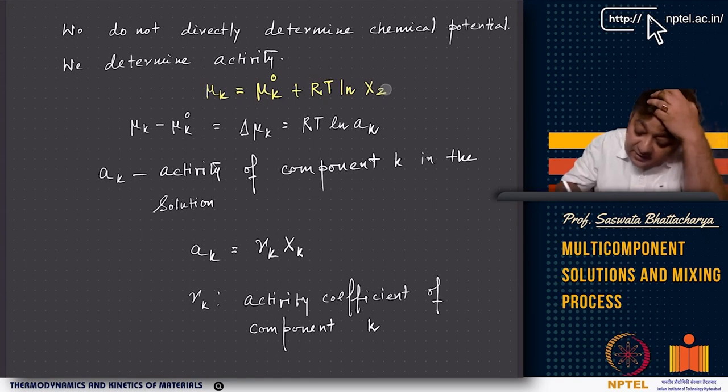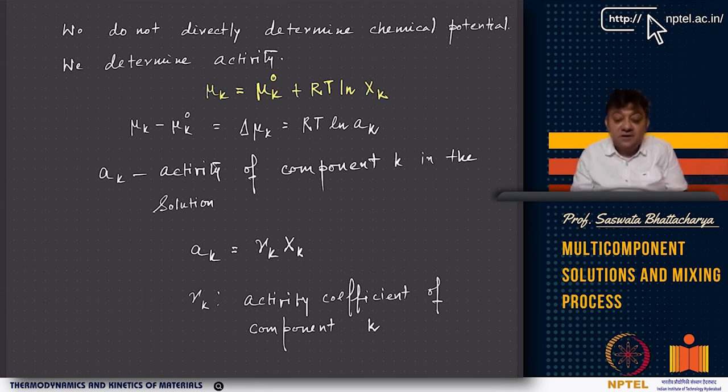Instead of xk. So, here I have given xk: mu k equals mu k 0, where mu k 0 is the chemical potential of component k in the pure form or in the standard form, plus R, the universal gas constant, times T times the logarithm ln of xk, right? So, something like this. Instead of xk, we will now use ak, because we can directly determine activity, but we cannot directly determine chemical potential. Chemical potential is basically partial molar free energy, and as with different types of energies that we have experienced, energies cannot be evaluated directly, but activity can be determined.